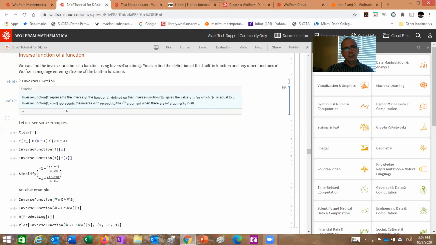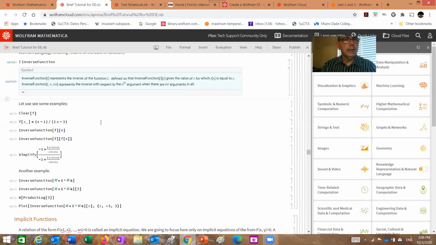And then it says InverseFunction of f, n, tot represents the inverse with respect to the nth argument. When a function has more than one argument, you can find the inverse just with respect to one argument, and tot is the total number of arguments. Well, this is more advanced. We are not going to see any situation like this. Then we're going to start here to see some examples.